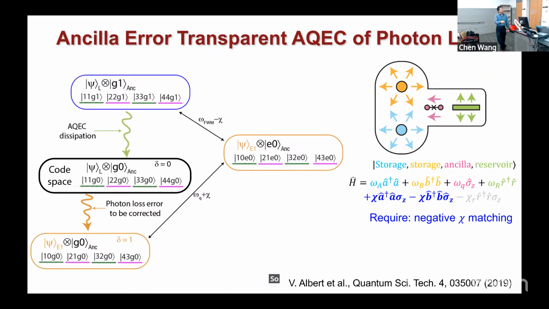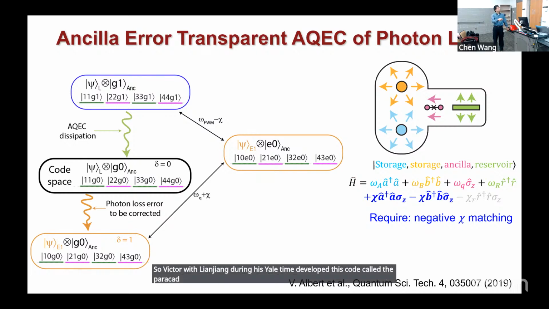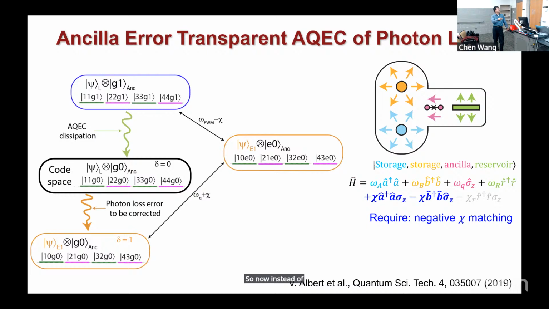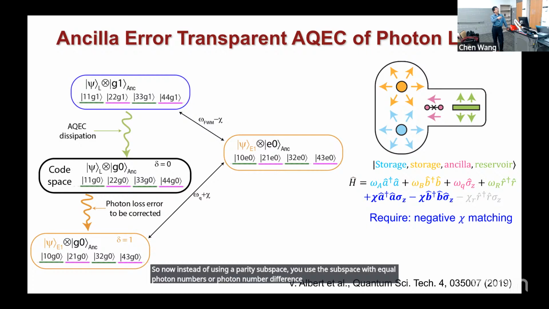Victor, with Liang Jiang during his Yale time, developed this code called the PairCAT code. So instead of using 1, 3, 5, 7, you can use 1, 1, 2, 2, 3, 3, 4, 4, which are the photon numbers in two storage cavity modes. So now instead of using a parity subspace, you use the subspace with equal photon numbers, or photon number difference of 0, to encode your code.